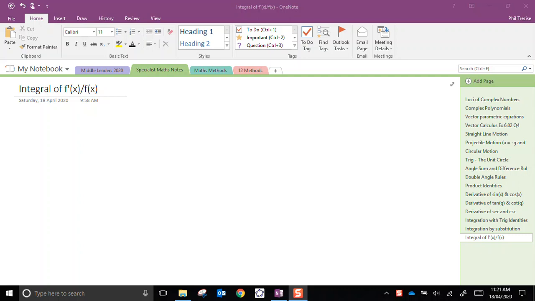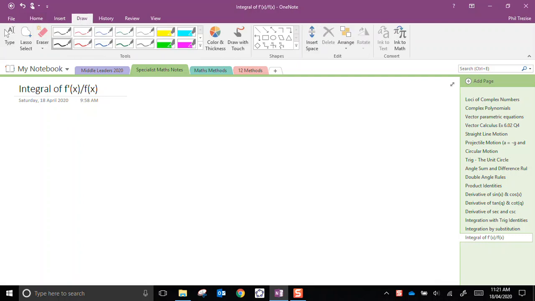Hi everyone. Today I want to talk about integrals where we have a quotient like this. So if I had the integral of f dash x over f of x with respect to x. Now this is a good example where we might use the substitution method, which I discussed in the previous video, because clearly the derivative of f of x appears somewhere in this expression.